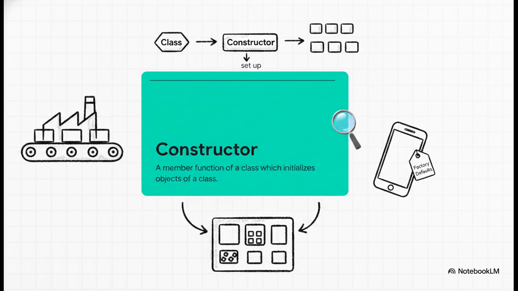To put it formally, a constructor is a member function of a class, which initializes objects of that class. But really, its primary, absolute, most vital role is just to set up the initial state of the data members the exact moment that object is created in memory. Think of it kind of like setting the factory defaults on a brand new smartphone before you even take it out of the box.